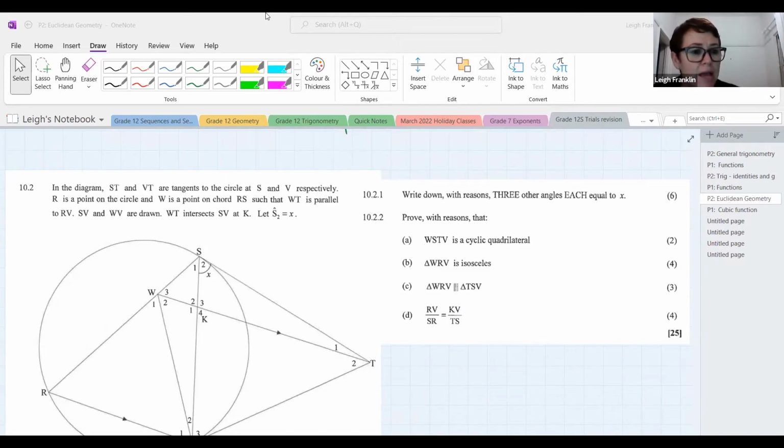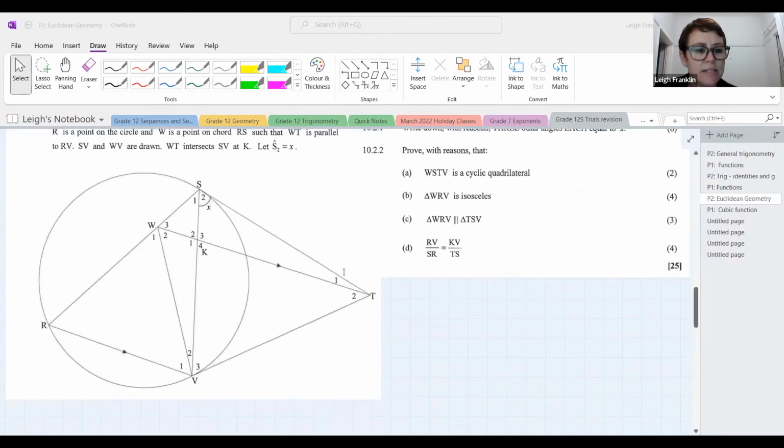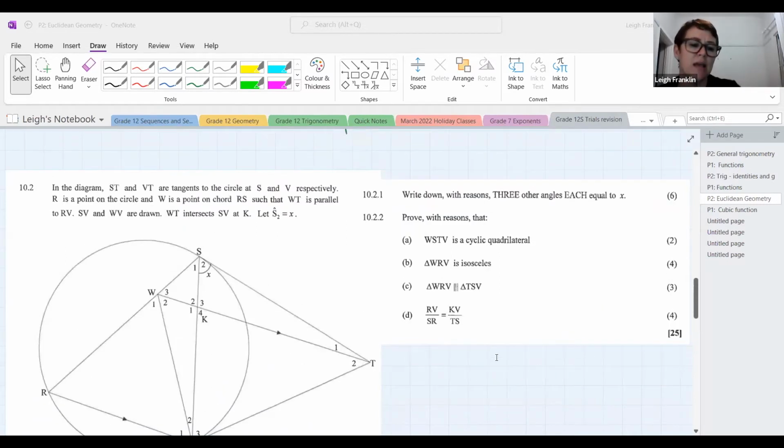Okay, so in the diagram, ST and VT are tangents. They're tangents from the same point. So tangents from the same point are equal to one another. That's going to become important to us. R is a point on the circle, and W is a point on chord RS such that WT is parallel to RV. SV and WV are drawn. WT intersects SV at K. Let S2 be equal to X.